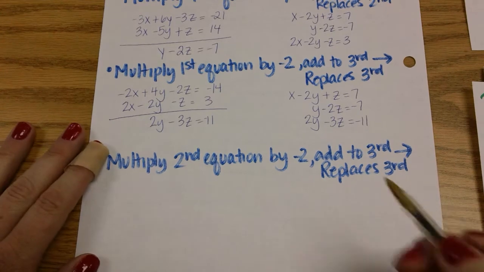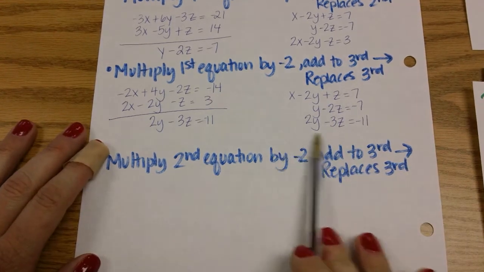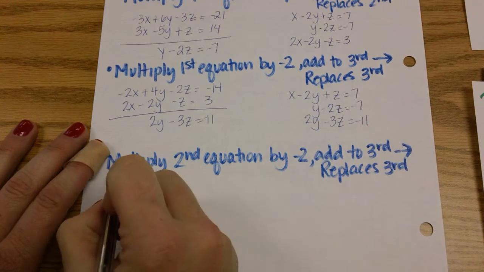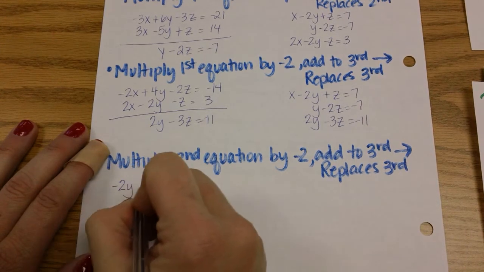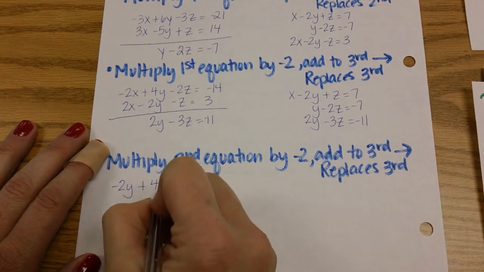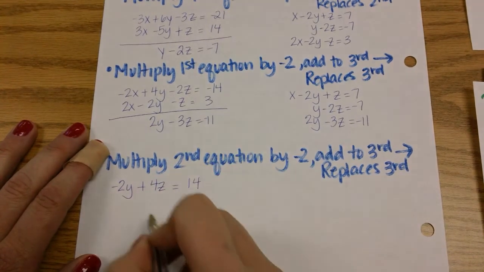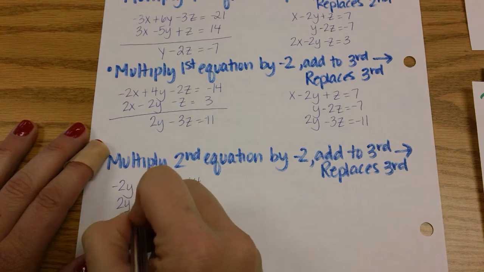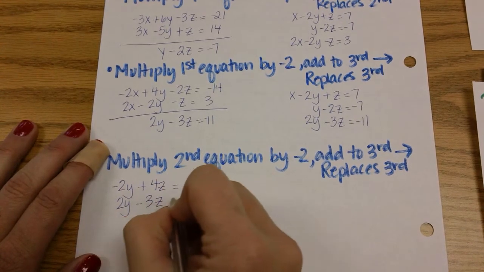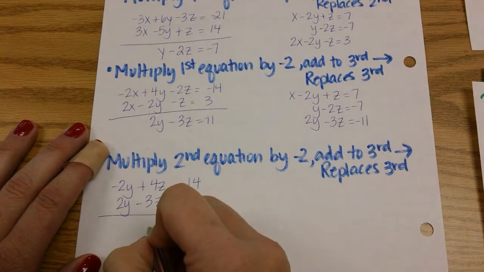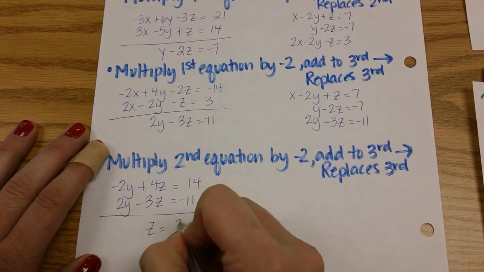Okay, so just using what I have left over here, I'm going to take my second equation and multiply by -2. So it's -2y plus 4z equals 14. And then my third equation stays the same, 2y minus 3z equals -11. Adding straight down, we're going to get z equals 3.